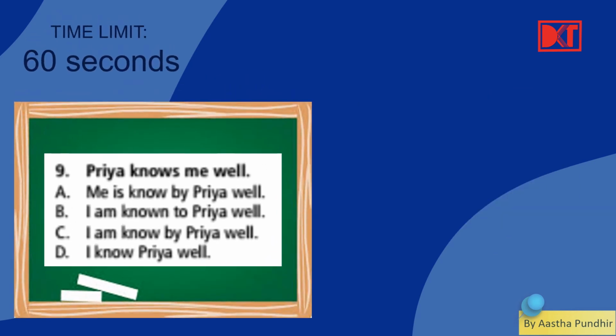Okay, next. Priya knows me well. Priya is the subject, knows is the verb, and me well is the object. Now knows, the verb, will change into the past participle, we will use known. Me is the object, which becomes the subject. So accordingly it will be: I am known to Priya well. Alright. The correct answer is B. I am known to Priya well.